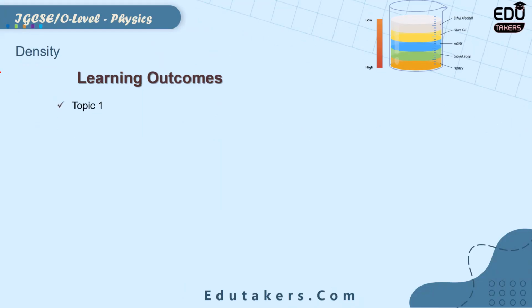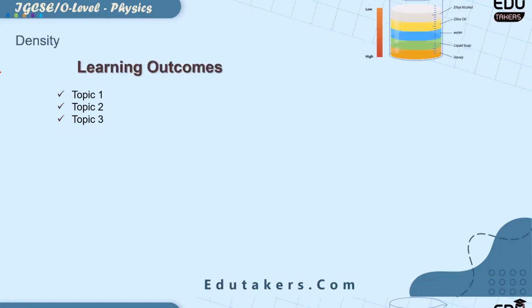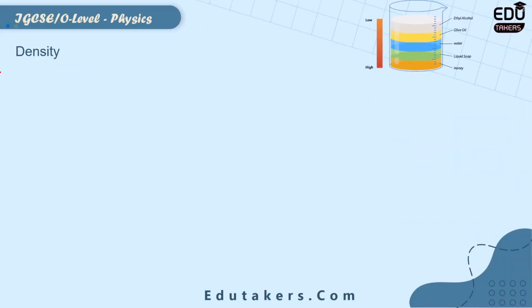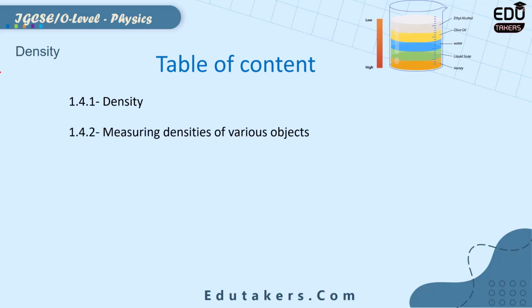Until now we have learned about topic 1, which is related with the physical quantities and measurement, topic 2, which is related with the motion, and topic 3, which is related with the mass and weight. Now we will learn about the density. In section 1.4, which is topic 4, here we will learn about what is meant by density and how you can measure the densities of different objects.